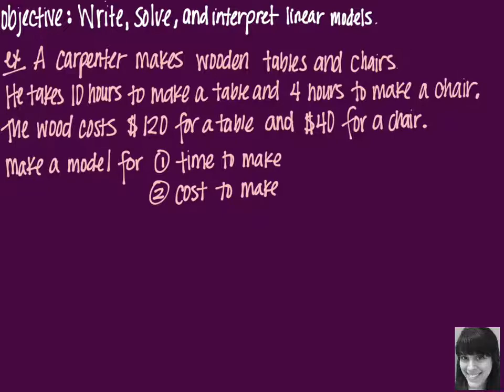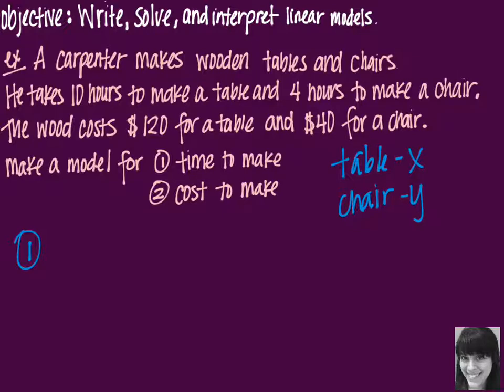Okay, so let's look at the first one. We need to designate table and chair as either the X or the Y. Since table is first, let's call it X. So my table is going to be my X value. My chair is going to be my Y value.